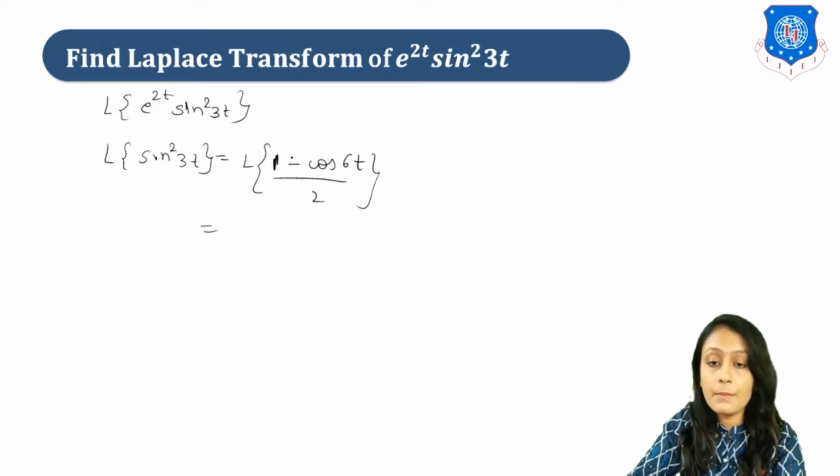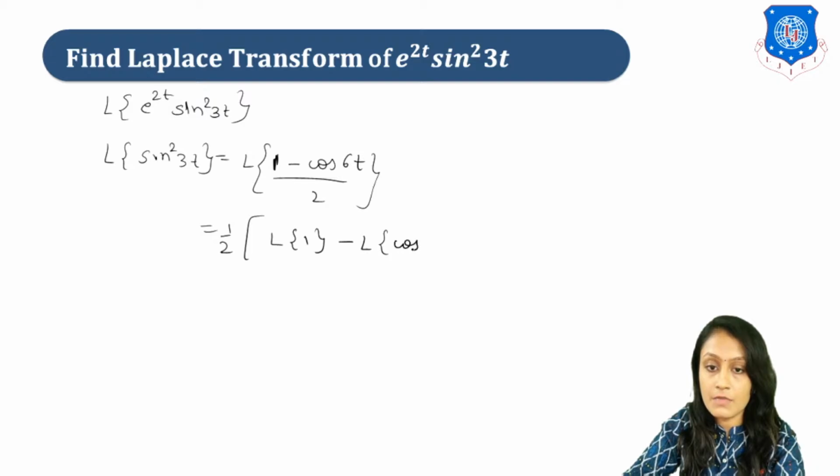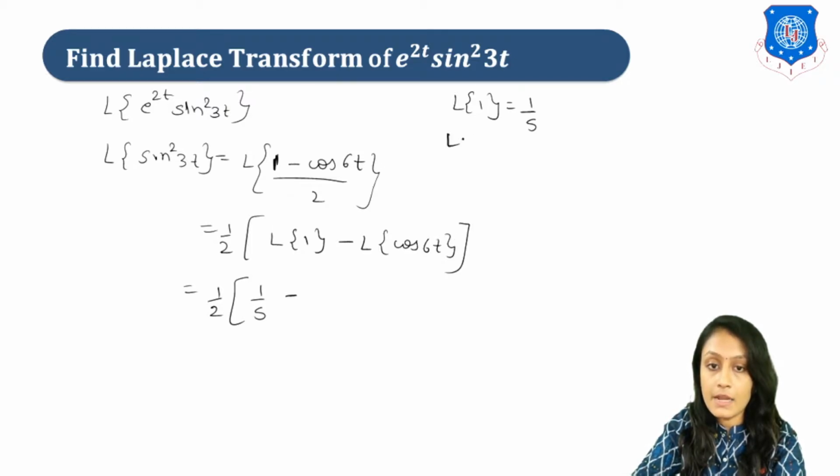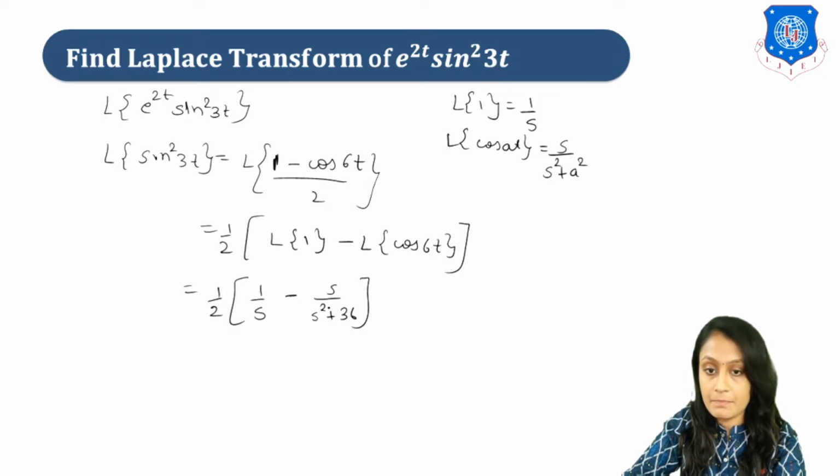Now apply the linearity property, so 1 by 2 we will take outside. Here we have the Laplace transform of 1 minus the Laplace transform of cos 6t. Now we know the Laplace transform of 1 is 1 upon s, this we have proved. So it is 1 upon s minus, now the Laplace transform of cos at. This is the formula, that is s upon s square plus a square, right? So here a is 6. So we have s upon s square plus 36. Correct? So this is the Laplace transform of sine square 3t.